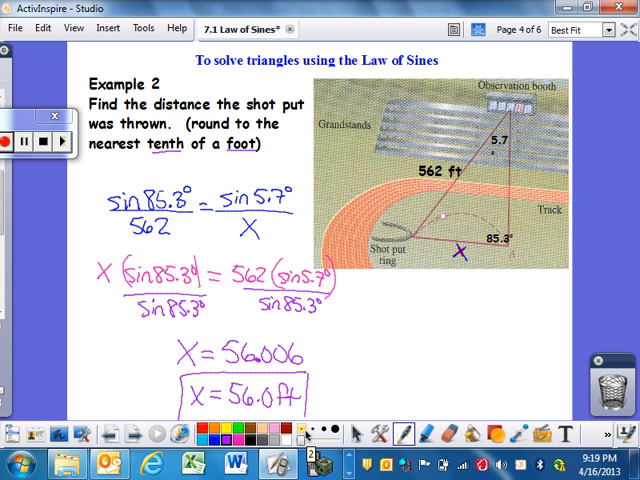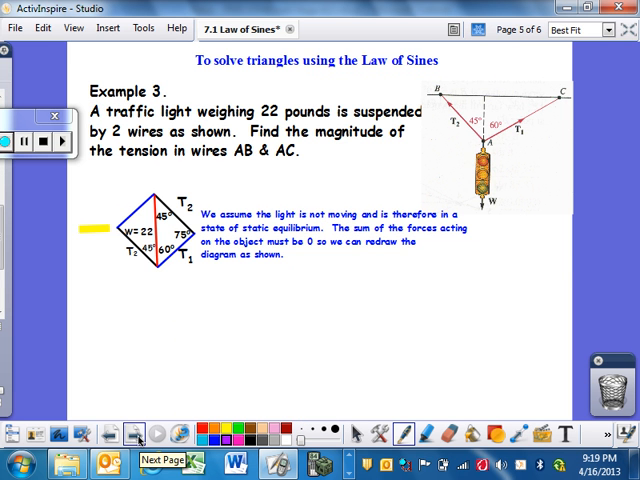Alright, so that's how far that shot putter threw the shot put. And that's just another simple example of how you use the law of sines. Okay, here's the last one, a little more difficult. It's more or less trying to understand how this works, and I'll kind of explain this to you.